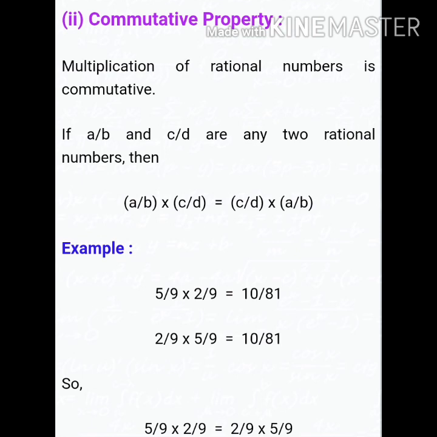Next one is the commutative property of multiplication of rational numbers. If a over b and c over d are any two rational numbers, then a over b multiplied by c over d is equal to c over d multiplied by a over b. Let's see the example. 5 over 9 multiplied by 2 over 9. 5 twos are 10, 9 nines are 81. Now for the second time, we will change the order of the values. So 2 over 9 multiplied by 5 over 9 is equal to 10 over 81. So multiplication of rational numbers is commutative.